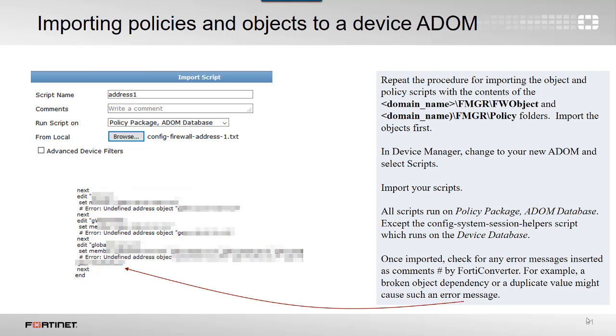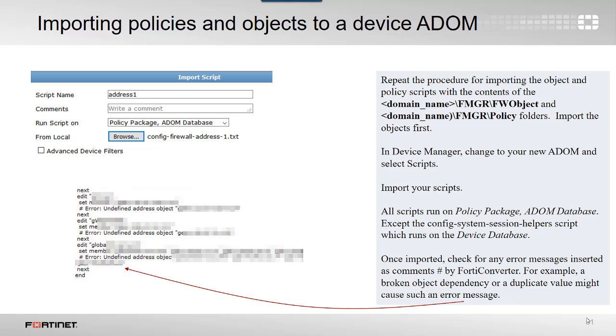Once you've imported the global ADOM, and you've also assigned global policies and objects to device ADOMs, you can then start importing the policy packages for the ADOM. So you repeat the import procedures: for each domain name, FMG, firewall objects first, then policy, and import those. All scripts run on the policy package ADOM database, so basically on the policy and objects database, with the exception of the session helper, which is run at the device manager.